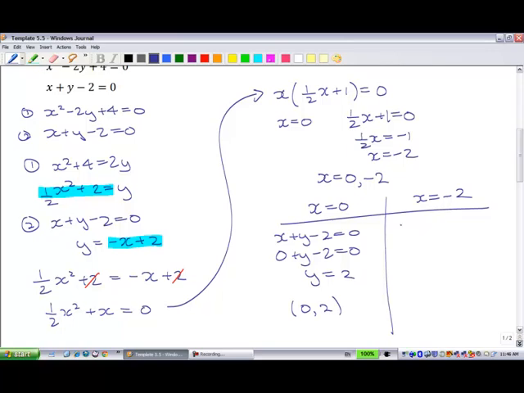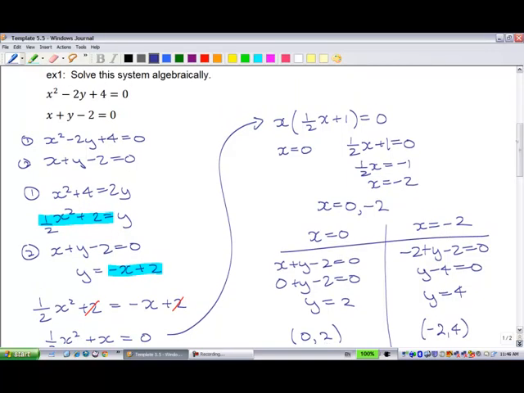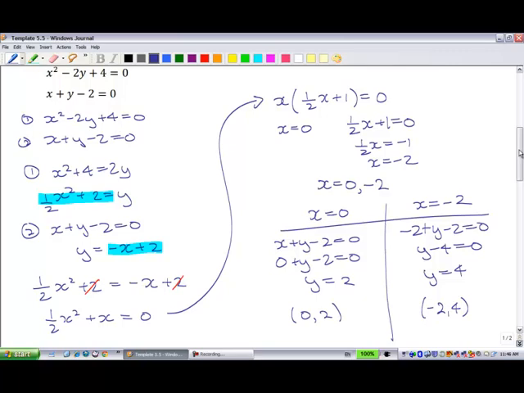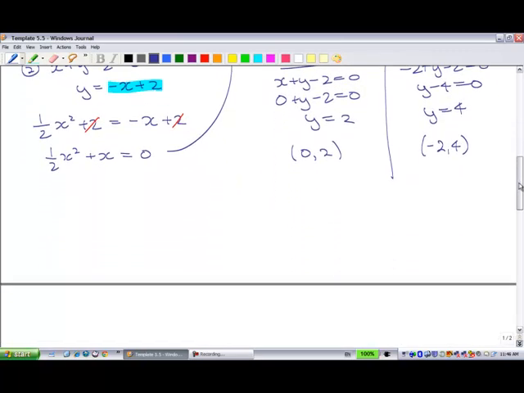Try the other one. We have negative 2 plus y minus 2 equals 0. Y minus 4 equals 0. Y equals positive 4, and we have a solution of negative 2, 4 as our other ordered pair solution. So we're trying to do this algebraically. We don't want to have to graph this. Graphing gets to be a little tedious, and that's what we do. Solve for y or x. In this case, I solve for y. Equate those two equations, determine the x values, and from there determine the y values.